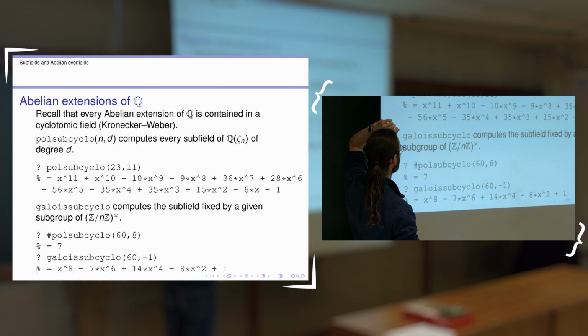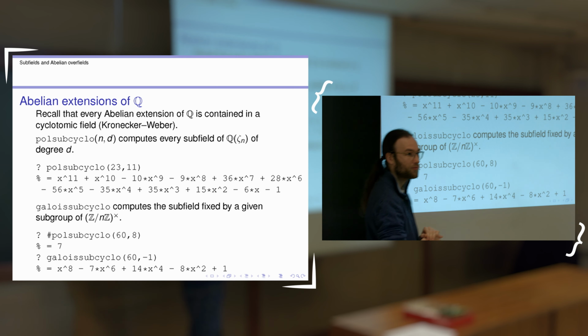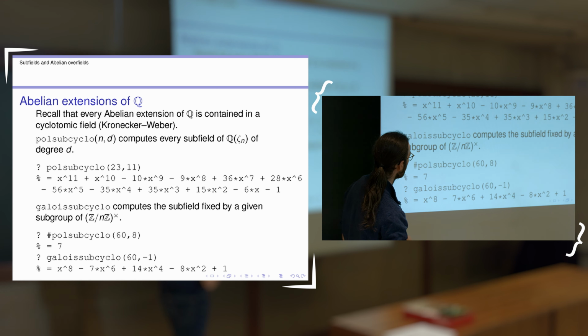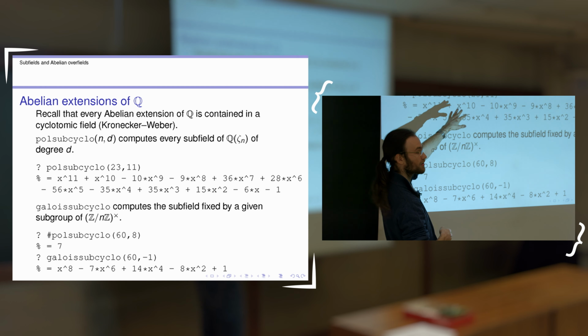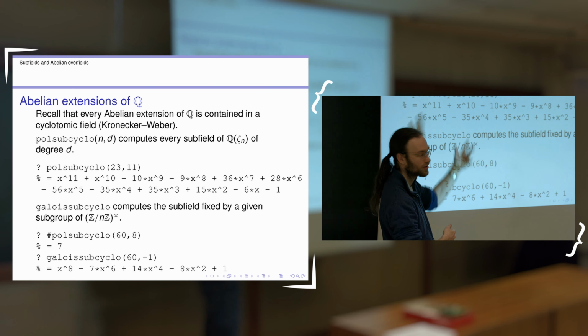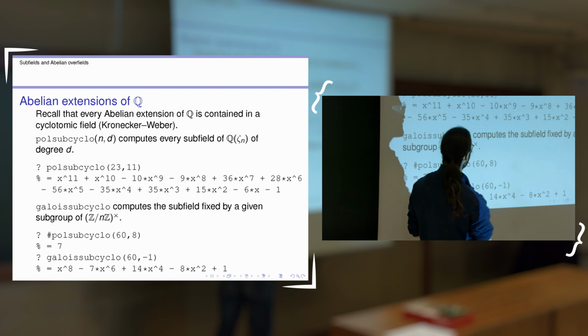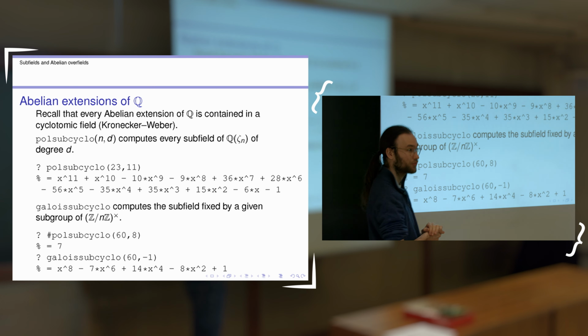There's a couple of functions that realize that. polsubcyclo of n, d will compute every subfield of the nth cyclotomic field of degree d. So, for instance, if you know that there's a single subfield of the degree you want, you can just get it like this. Here we compute the degree 11 subfield of the 23rd cyclotomic field.